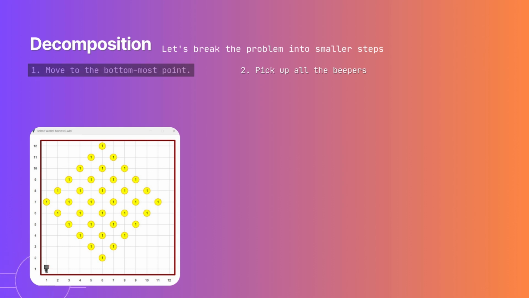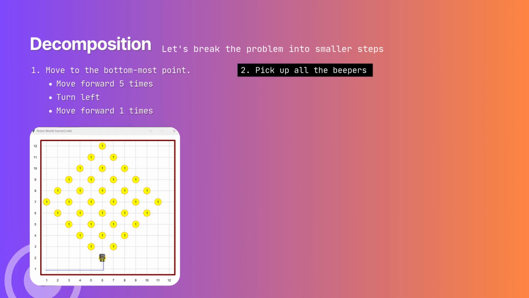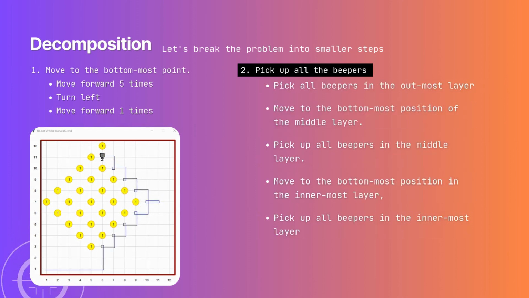The first step involves getting the robot to the correct starting position at the bottommost point. To do this, the robot needs to move forward 5 times in the east direction, then turn left to face north, and move forward 2 more times. In the second step, the robot will need to pick up beepers from each of the 3 layers, starting with the outermost layer and working inward.